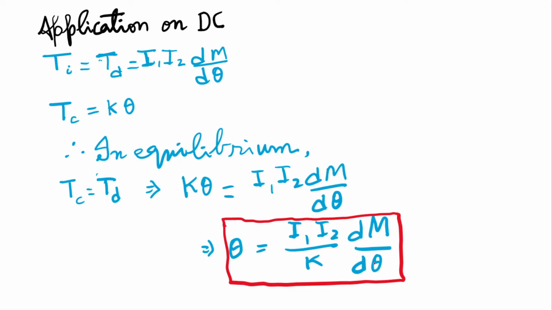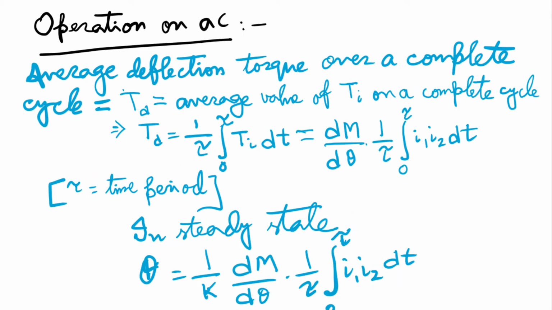So in electrodynamometer type instruments, there will be two currents. One is in the fixed coil, another is in the moving coil. So the deflection will be proportional to the product of both of them and the rate of change of mutual inductance with respect to deflection. If we can make that dM/dθ constant, then θ is proportional to I1 I2. That is the application on DC. On a similar analogy, we can find the operation on AC also.